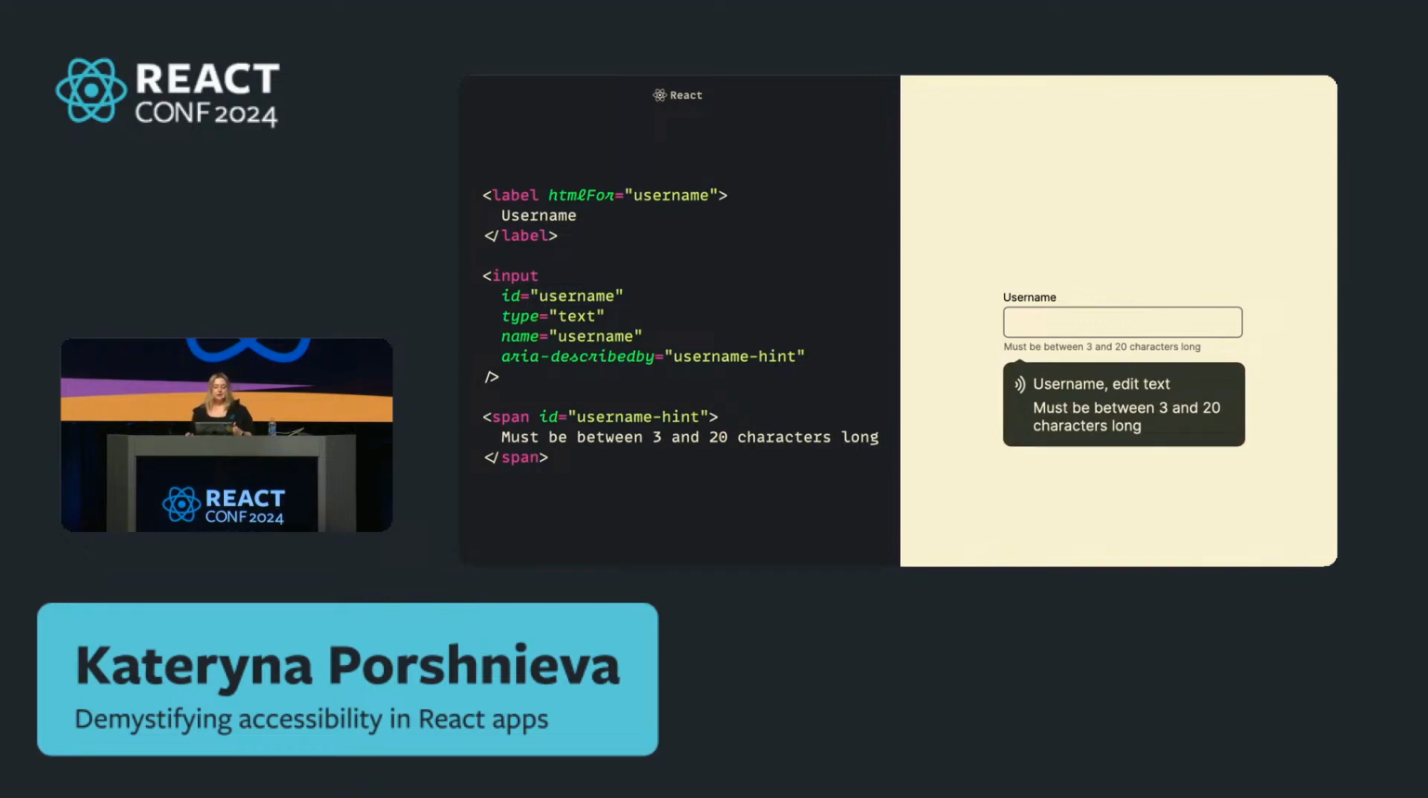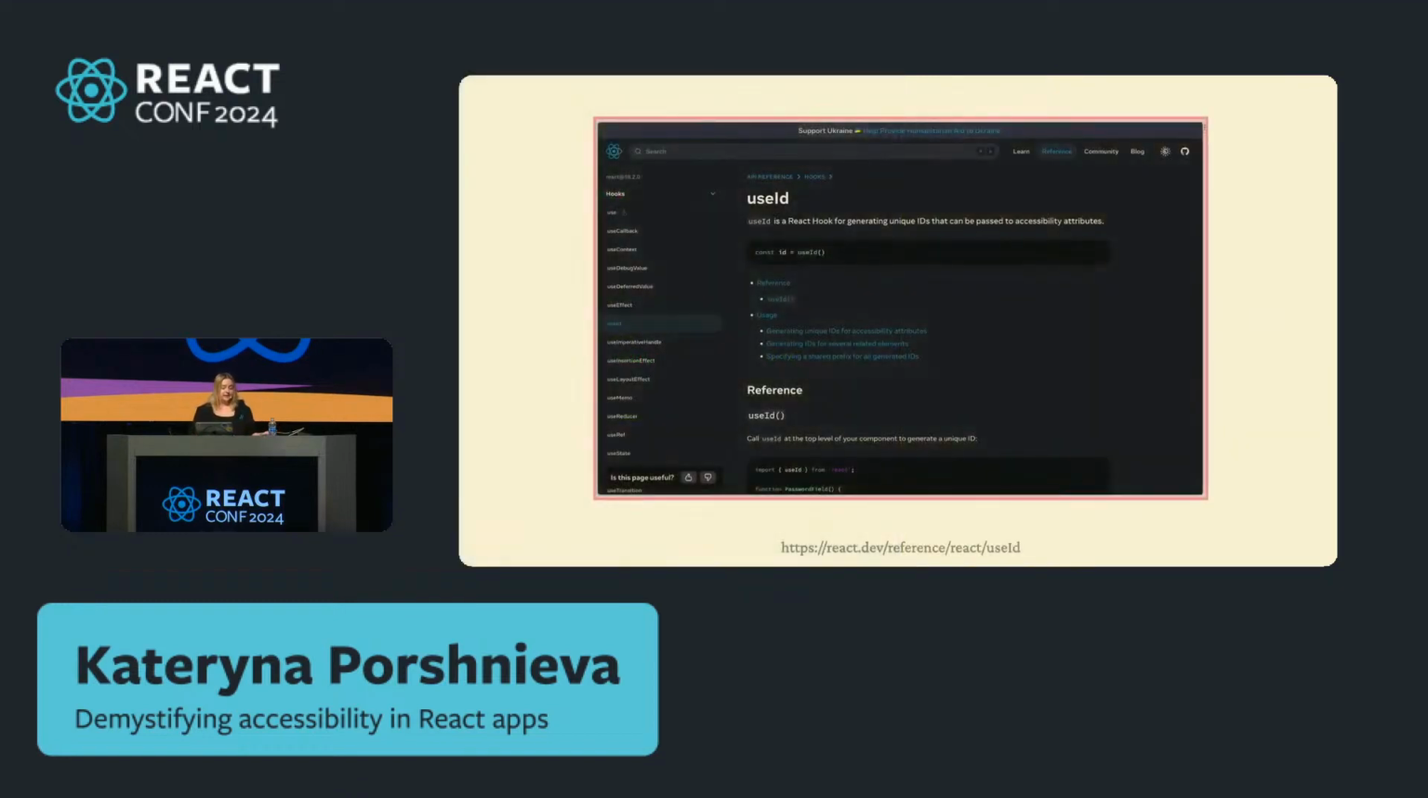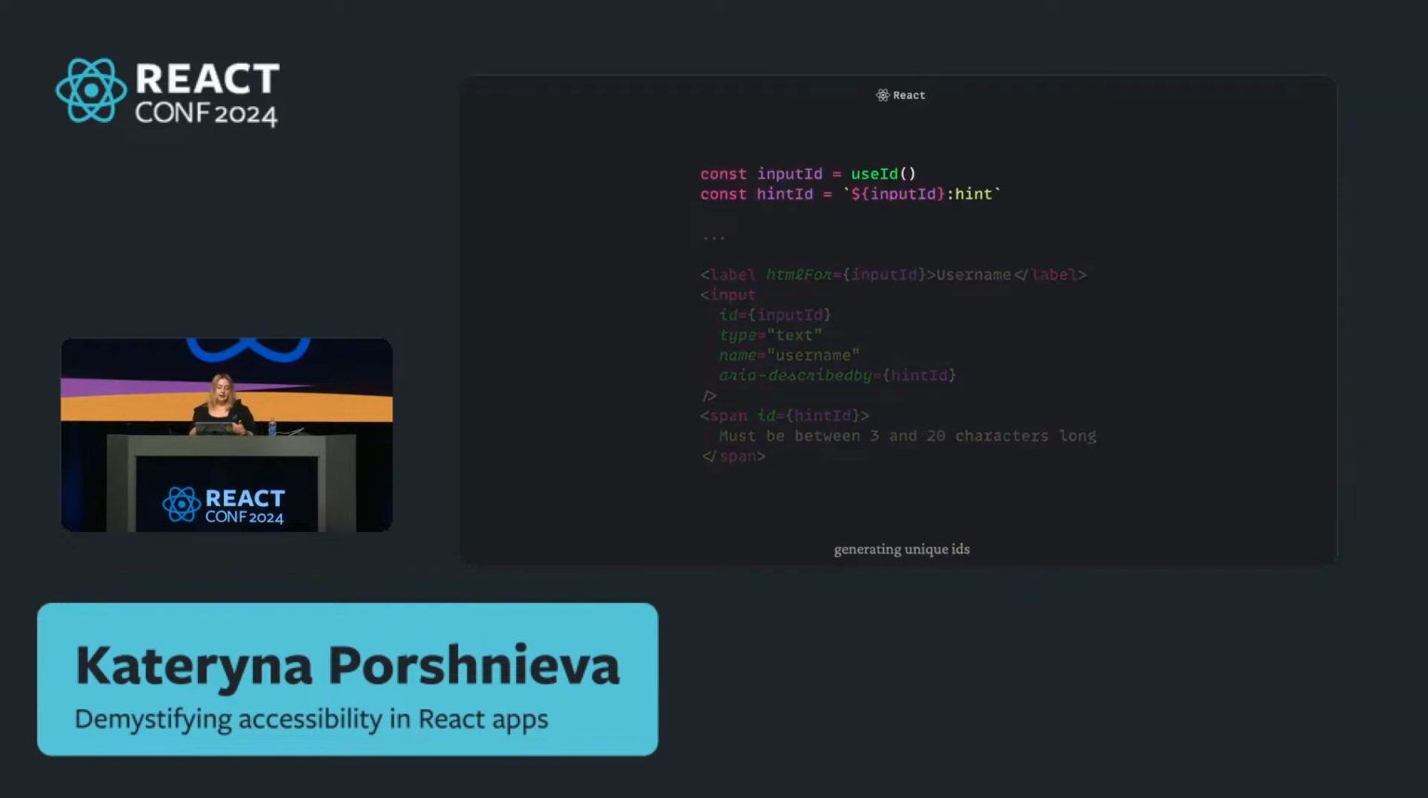As you've noticed, we often need to use IDs to connect different elements together for accessibility. And because IDs need to be unique, it can create some challenges. So to make it easier, React has a super useful hook called useId. You can use it to generate unique IDs and then connect different elements together for accessibility purposes, so that you don't need to come up with unique names.